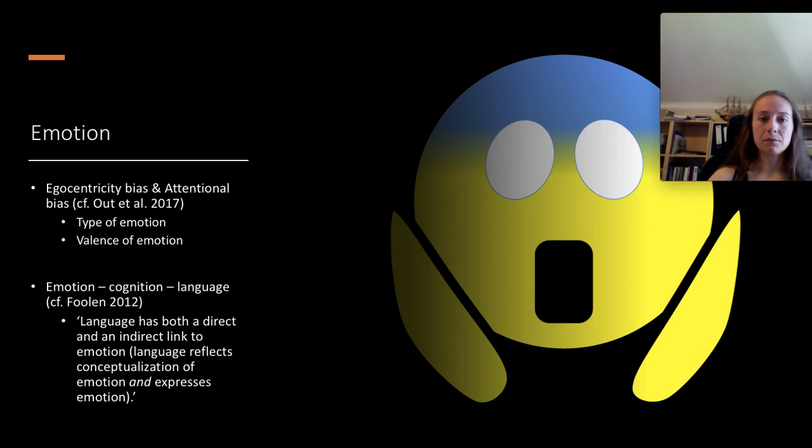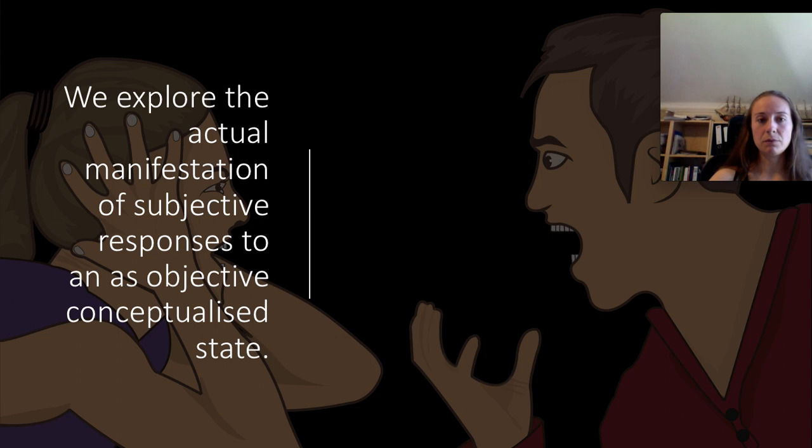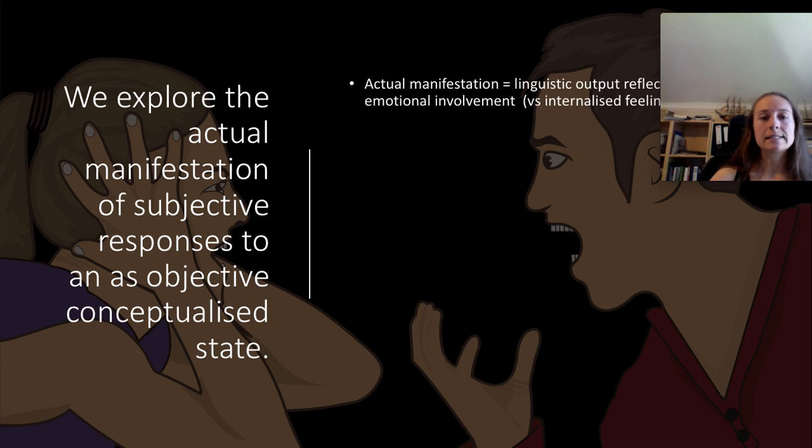After having run through these three key concepts, let's define a data set which we can work with. As mentioned before, we explore the actual manifestation of subjective responses to an objective conceptualized state. Now let's unpack this statement. Actual manifestations is the linguistic output reflecting emotional involvement. So we can't look at internalized feelings exactly because they are internalized, but we have to look at the linguistic output. Affective responses, as mentioned, are subjective or evaluative responses to an event or state.